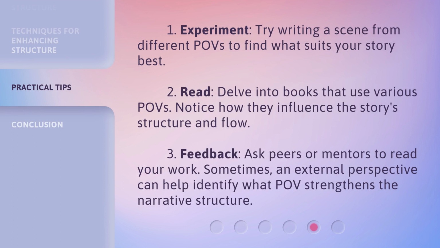1. Experiment. Try writing a scene from different POVs to find what suits your story best. 2. Read. Delve into books that use various POVs. Notice how they influence the story's structure and flow. 3. Feedback. Ask peers or mentors to read your work. Sometimes, an external perspective can help identify what POV strengthens the narrative structure.